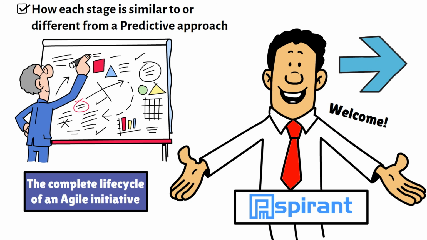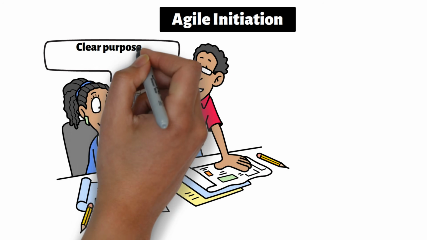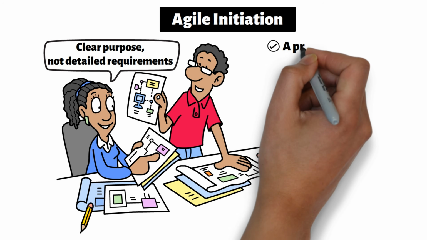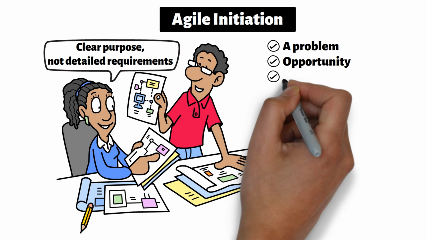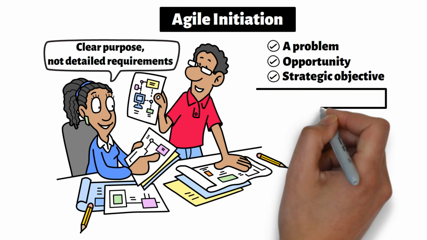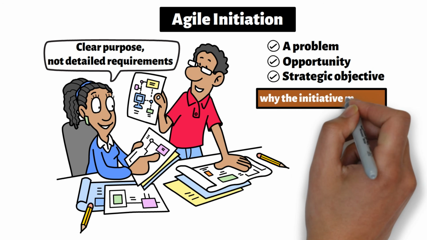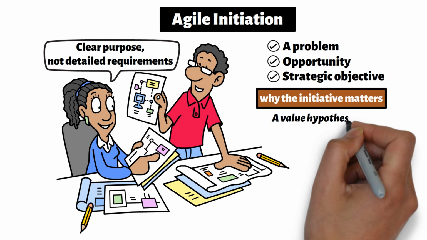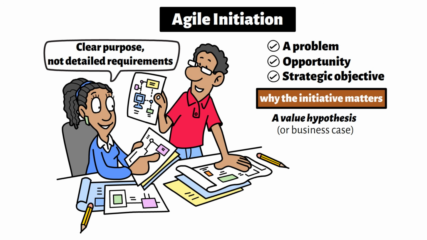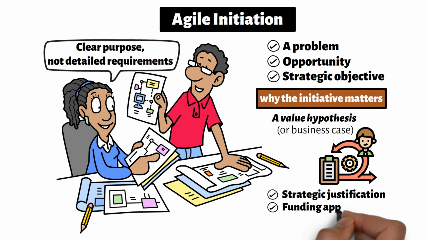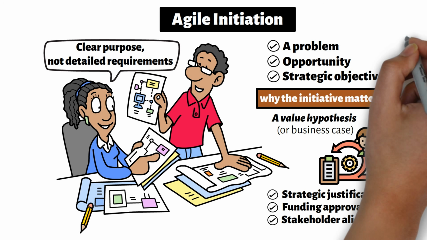Let's begin. In Agile, initiation begins with clarity of purpose, not detailed requirements. Every initiative starts with a problem, opportunity, or strategic objective. Before any backlog exists, there must be alignment around why the initiative matters. This often takes the form of a value hypothesis or business case. Even in Agile, there must be strategic justification, funding approval, and stakeholder alignment.